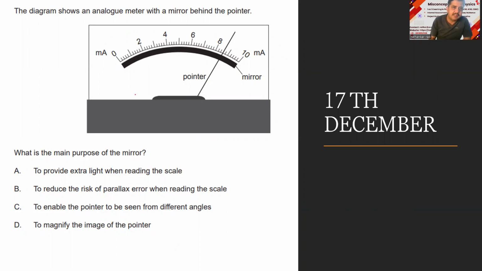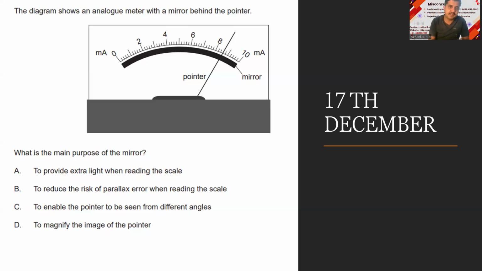The first question reads: you are shown a digital meter, and there's a mirror behind it. What is the main purpose of the mirror? As we all know, we place a mirror because if I look at it from this side or the other side, and I don't look at it in a normal way, that means perpendicular to the needle, I will be able to see an image of the needle as well as the needle itself. Two things I can see.